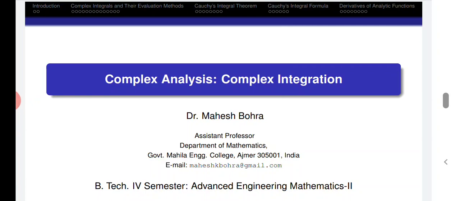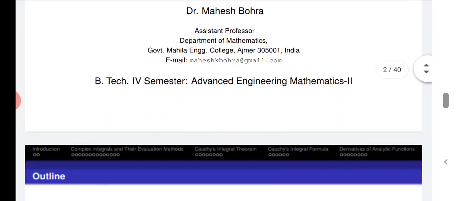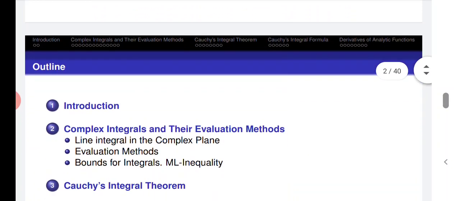The complex analysis has a topic of complex integration. In it we have an introduction part, complex integrals and their evaluation methods, and line integrals in the complex plane and evaluation methods. These two main parts we will consider today.